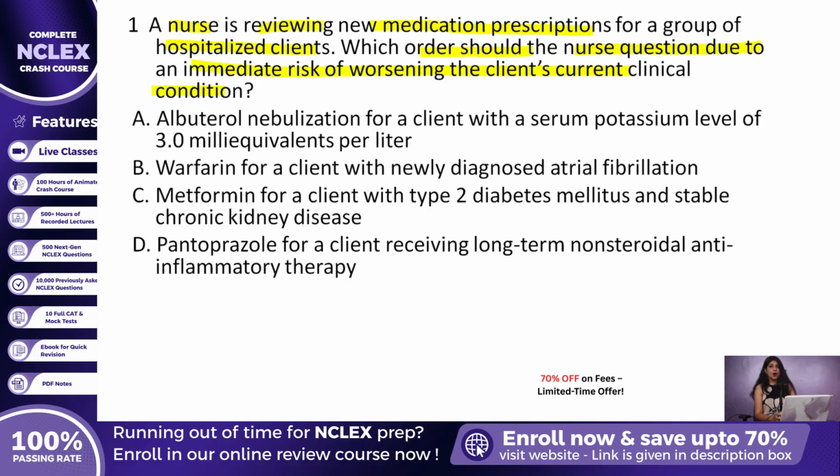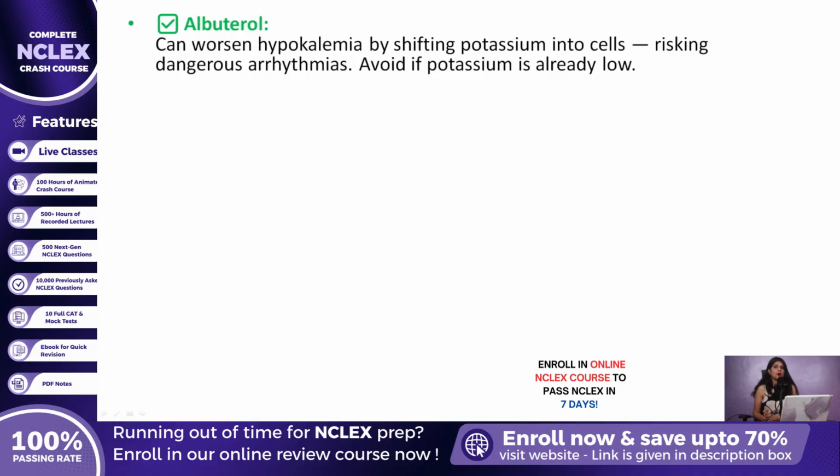The correct answer here is option A, albuterol nebulization for a client with a serum potassium level of 3.0 milliequivalents per liter. Now, let me explain why this answer stands out, and more importantly, why it matters so much in clinical practice. Albuterol is a beta-2 adrenergic agonist that is commonly used to open the airways in conditions like asthma or chronic obstructive pulmonary disease. But here's the catch. Albuterol also causes potassium to shift from the bloodstream into the cells. So if a client already has a low potassium level, like in this case where it is just 3.0 milliequivalents per liter, albuterol can push that potassium even lower.